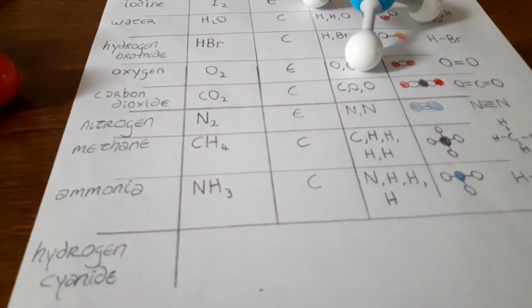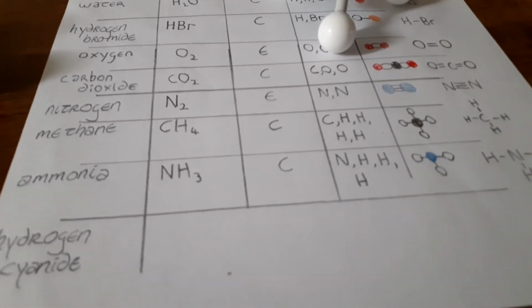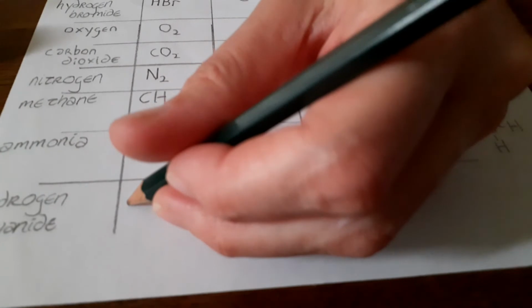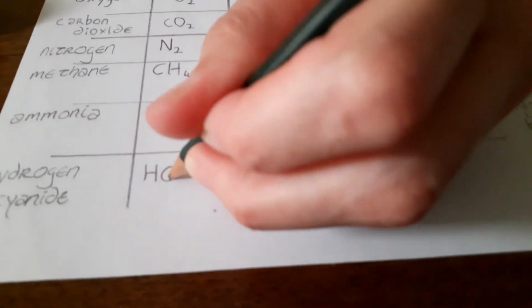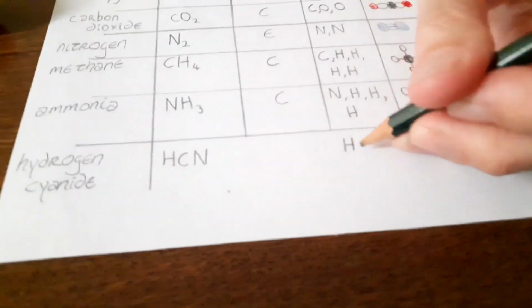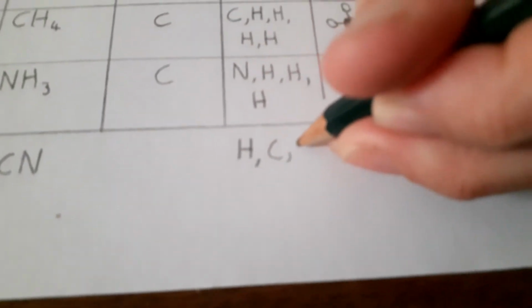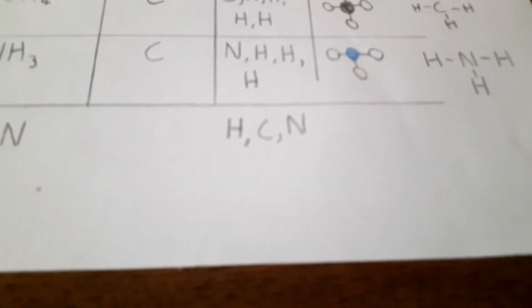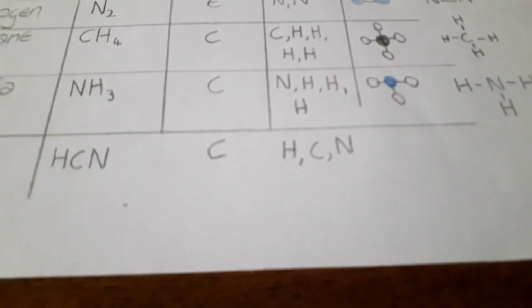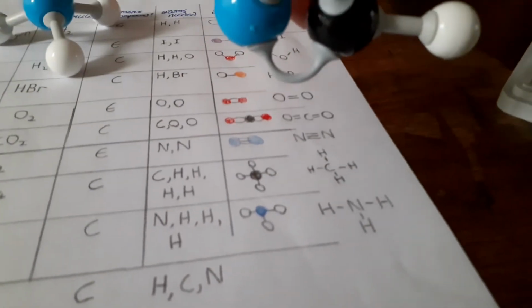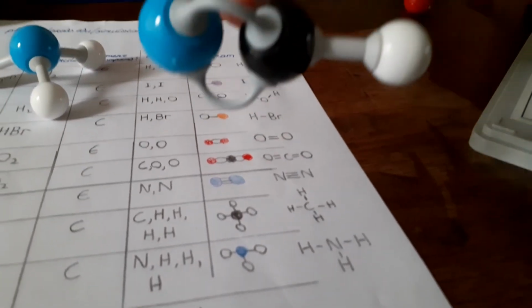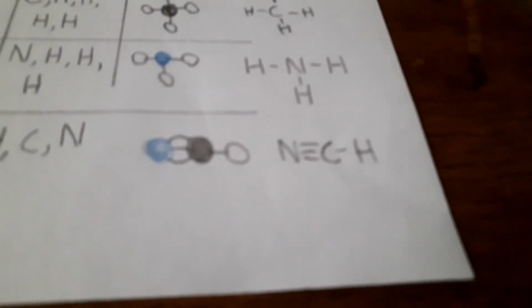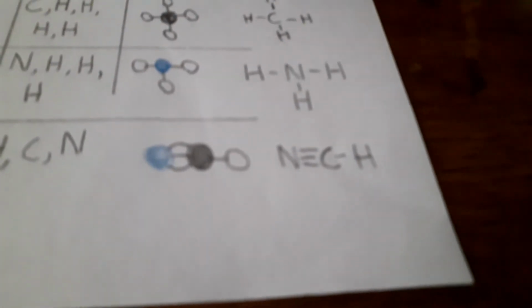Very last one, hydrogen cyanide. You don't have to know this one. It's HCN, which means you've got a hydrogen. So that's hydrogen, carbon, nitrogen, and of course multiple elements means that it's a compound. What does it look like? It looks like this. And how do we draw that? And it looks like that when you draw it down.